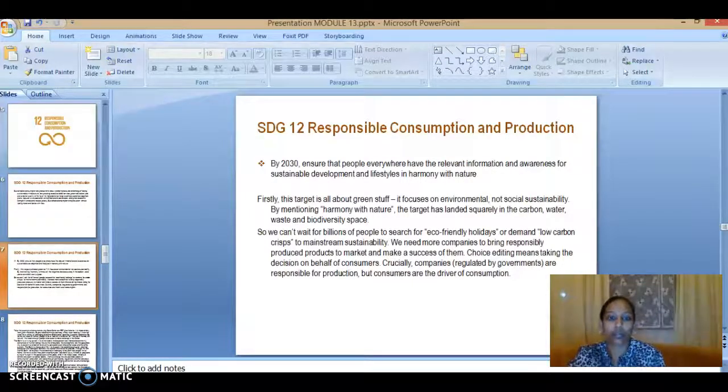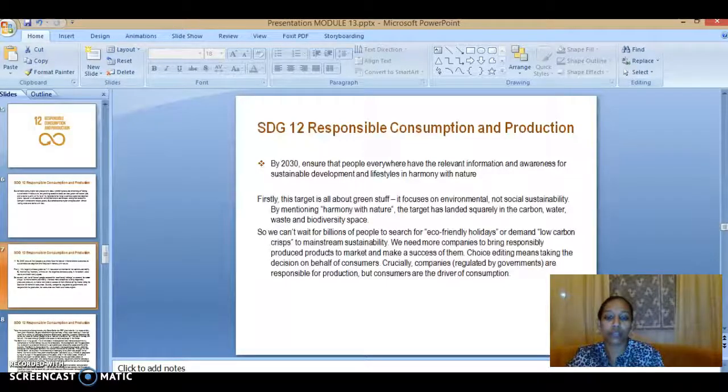One of the targets of this goal is that by 2030, people everywhere have the relevant information and awareness for sustainable development and lifestyles in harmony with nature. Firstly, this target is all about green stuff. It focuses on environmental, not social, sustainability. By mentioning harmony with nature, the target has landed squarely in the carbon, water, waste, and biodiversity space.